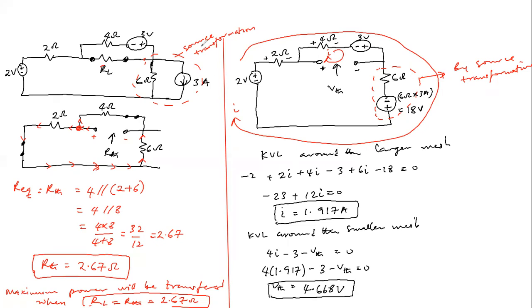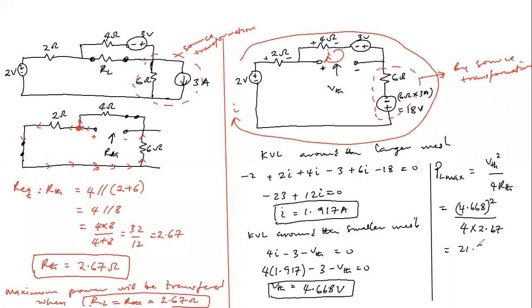Therefore, maximum power transfer to the load is given by V Thevenin squared over 4 R Thevenin, which is the same as 4.668 squared divided by 4 times our equivalent resistance, which is 2.67 ohms. And that will give us 21.79 divided by 10.68. That's 2.04. So maximum power transfer to the load is 2.04.